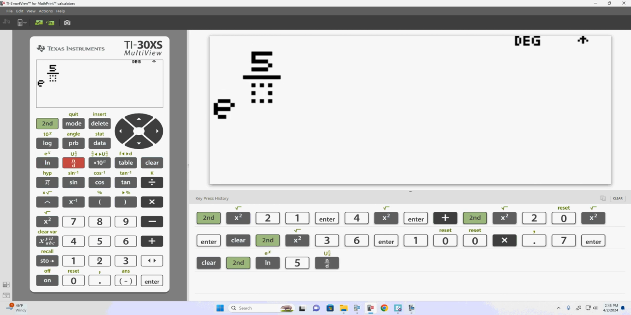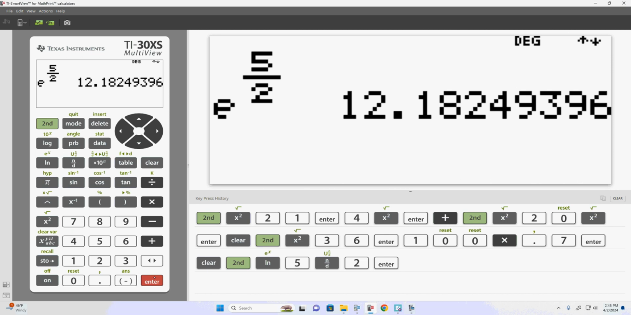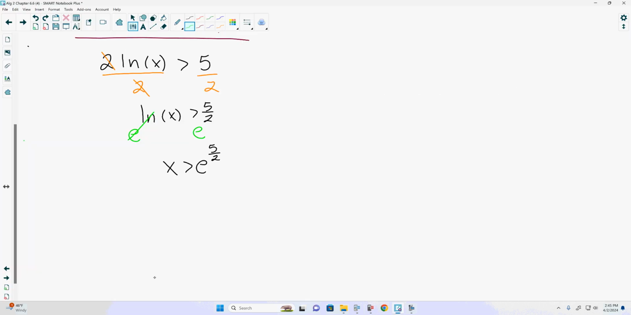I'm just plugging this in the calculator to see what its value is. Well, e to the 5/2 is 12 point something. So really we're saying x is greater than 12 point that decimal, yes? Is this always going to be greater than 0? Because that was our other restriction, that x had to be greater than 0, yes? Well, with x being greater than e to the 5/2, will it always be greater than 0? Yeah. E to the 5/2, 12 point our decimal number, is bigger than 0.